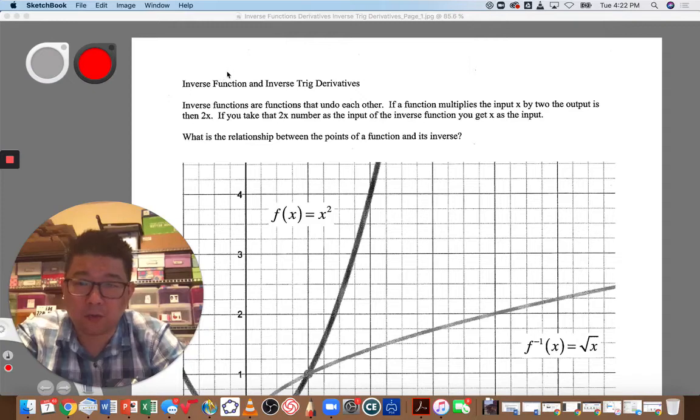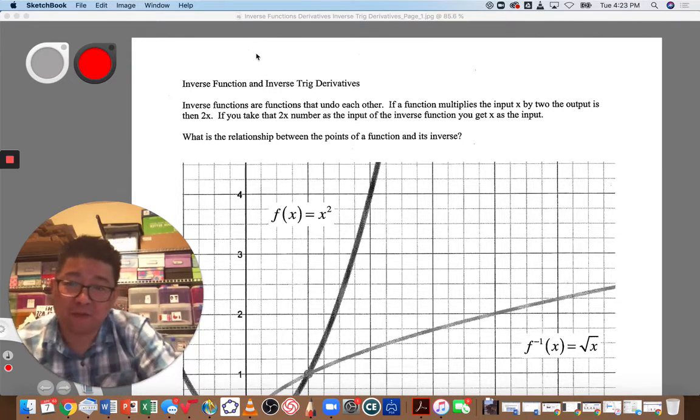In this video, we're going to go over what inverse functions are and how to find the derivatives of inverse functions and inverse trig functions. Now, there are shortcuts, there are formulas you can use, but sometimes they're a little bit confusing, so we're going to show you how to derive them, and then you guys can decide what you want to do when you approach some of these problems.